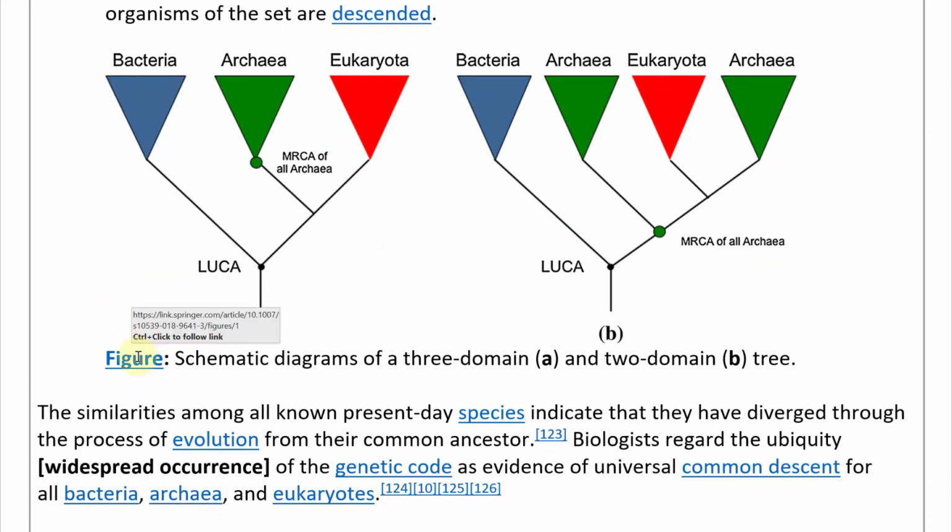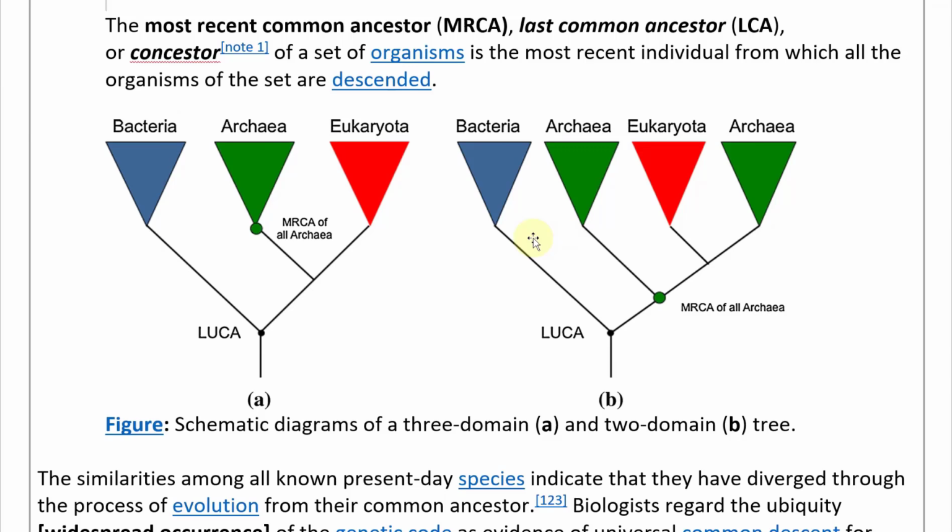So this figure is from Springer.com. This is a schematic diagram of a 3-domain and 2-domain tree. A is the 3-domain tree, and the 2-domain tree is B. So it depends on how you want to classify. Here's the last universal common ancestor, the one that's common to all of life.